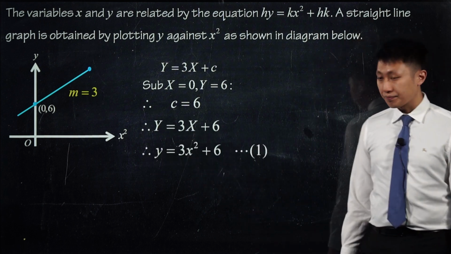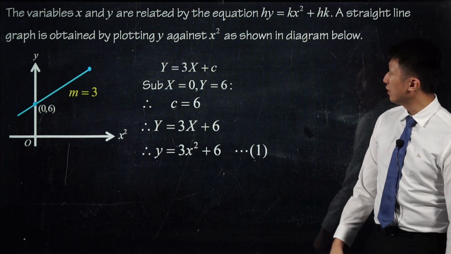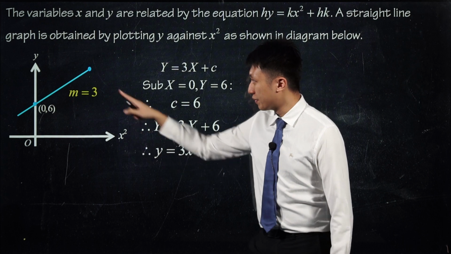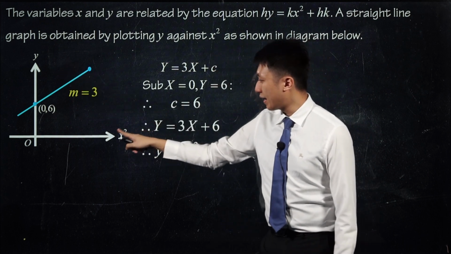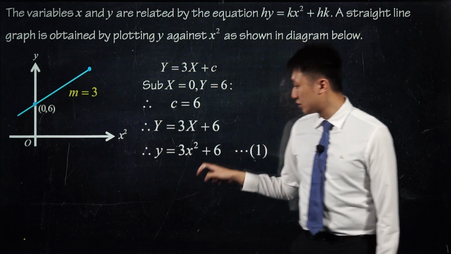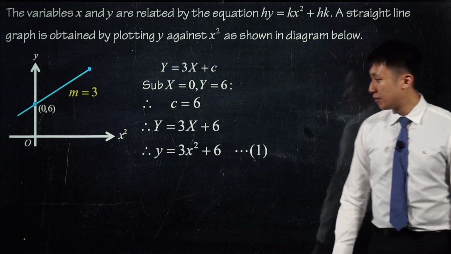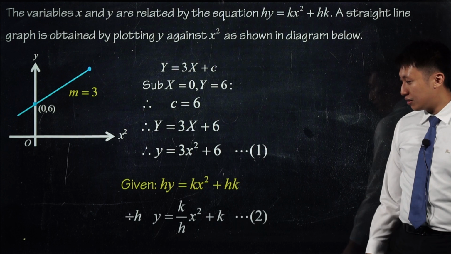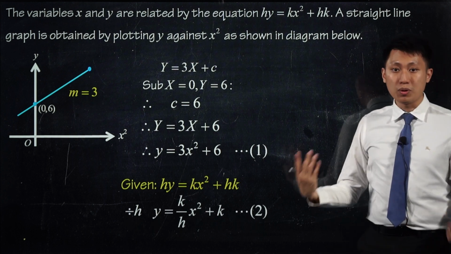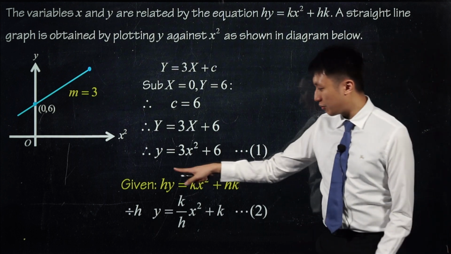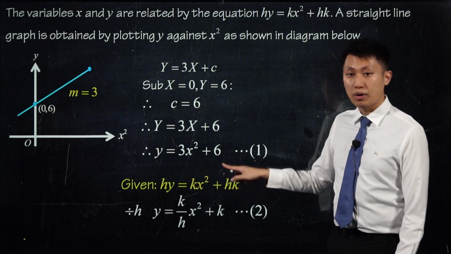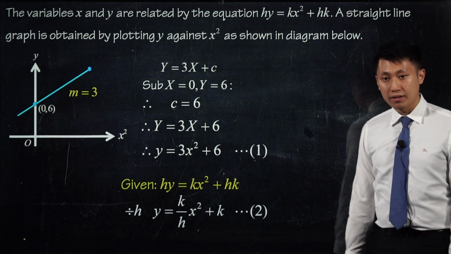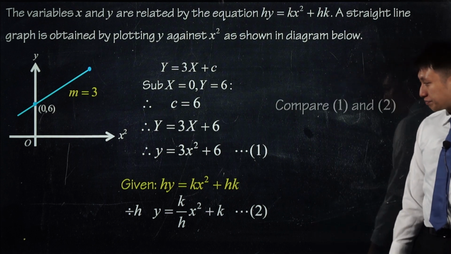Then what do you do now? You need to compare with the equation here. First of all, capital Y is y, still y. Then capital X is x squared. So that's why you have 3x squared plus 6. This is equation 1, given from the question. Then you divide by h. Why do you divide by h? Because you want to compare the given one and this one. If you divide, then you get this one. Then you can do a comparison now.